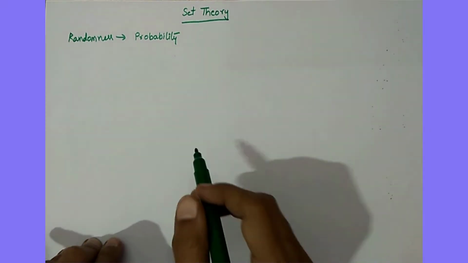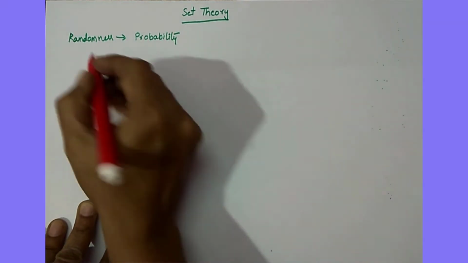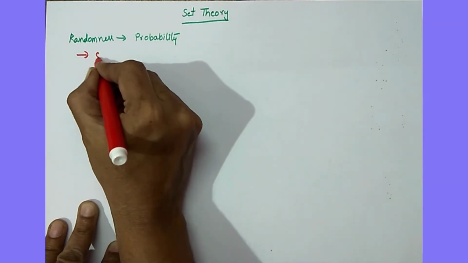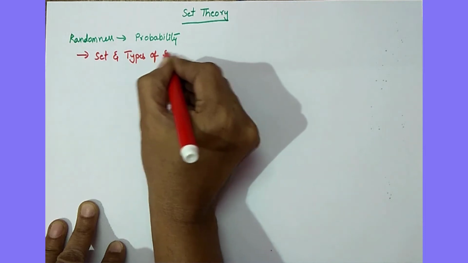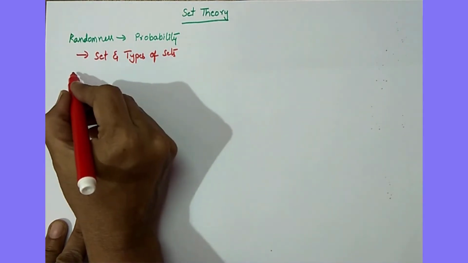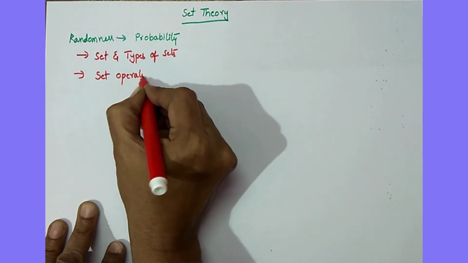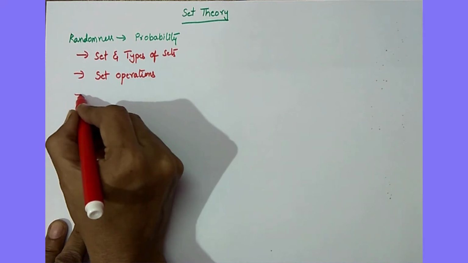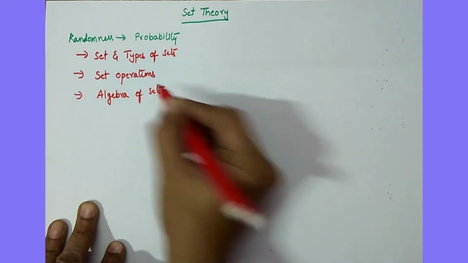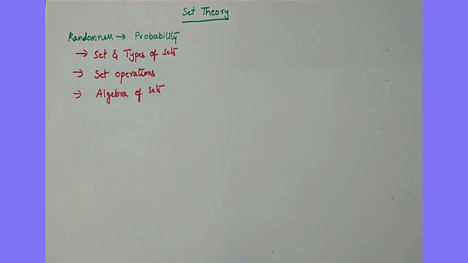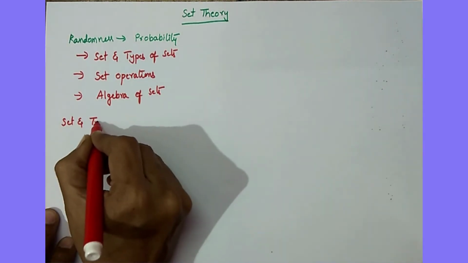Now in this set theory, I am going to handle three concepts. The three concepts are set and different types of sets, set operations or operations on sets, and third one, algebra of sets. Okay, so let us start with set and types of sets.